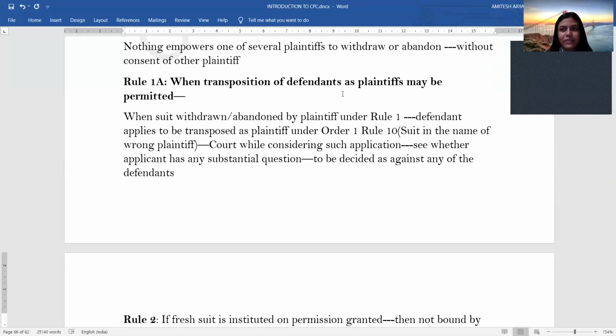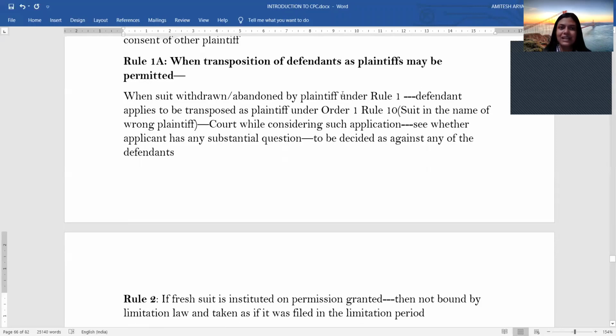Now, if under Rule 1 there's a withdrawal or abandonment, then the defendant can apply that, please transpose me as a plaintiff under Order 1, Rule 2. That is, the suit was in the name of the wrong plaintiff, now make me a plaintiff. And then while the court is considering such an application, the court will see whether the applicant has any subsequent question that needs to be decided against any of the other defendants.